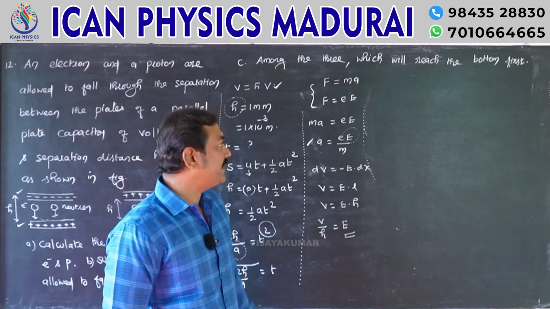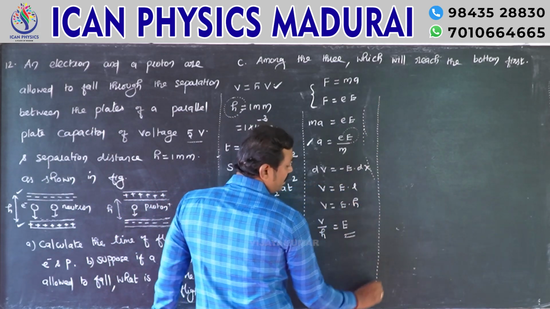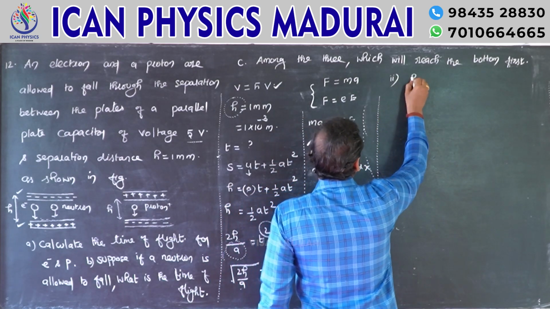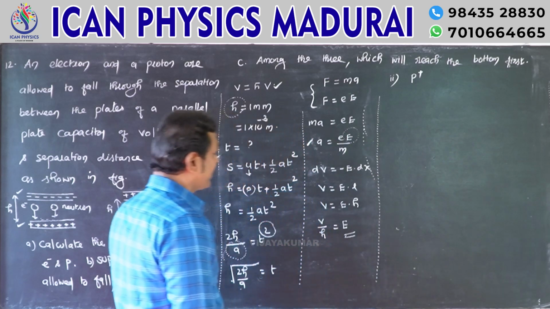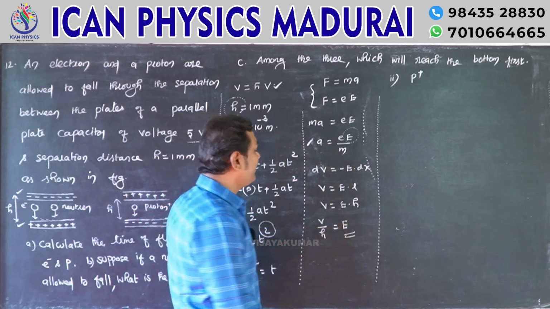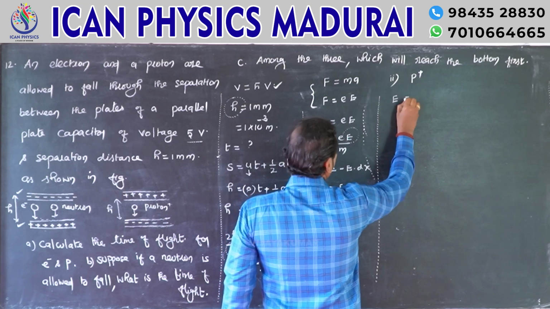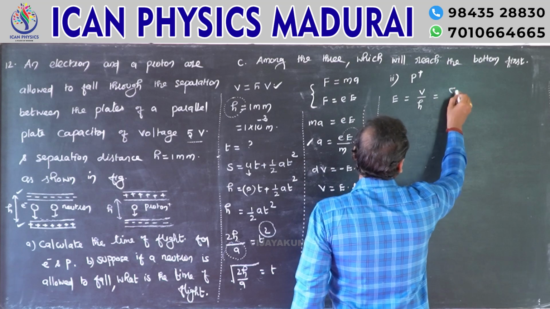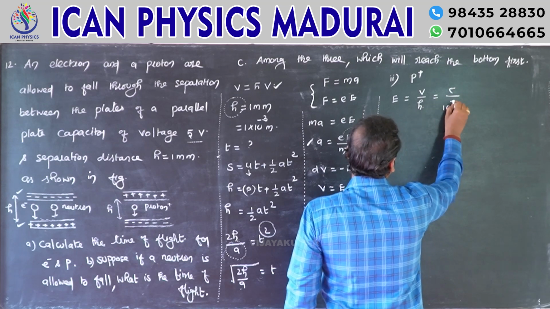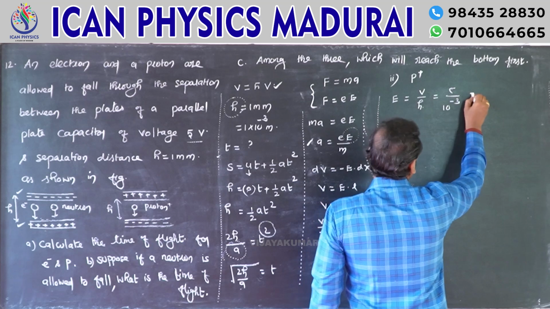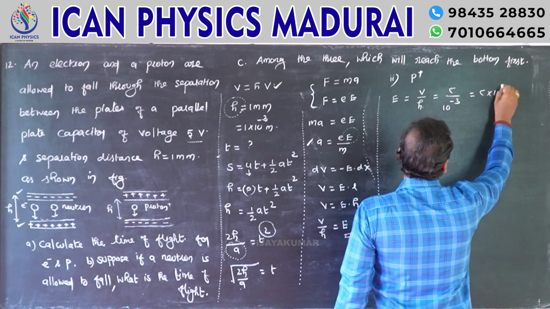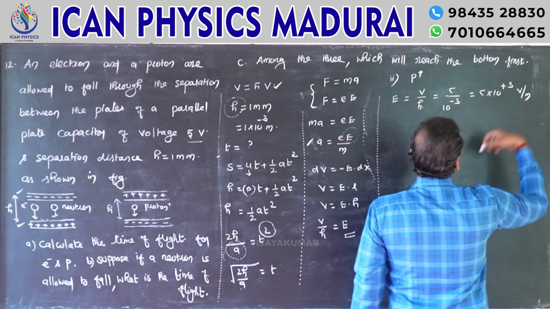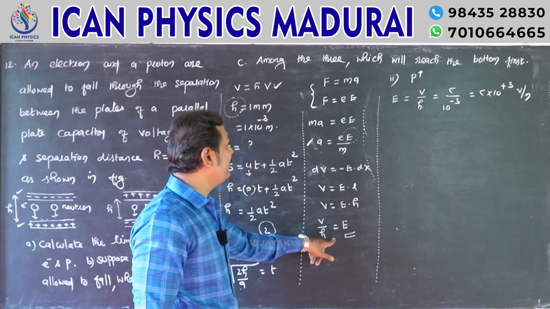So next we can calculate the time of flight of proton. So this is the second one. First we can calculate the value of E. E equal to V by H. So what is the potential? 5. What is the height? 10 to the power minus 3. So minus 3 goes to the numerator as plus 3. So 5 into 10 to the power plus 3, V by H, so volt per meter. Now we have calculated the value of E.